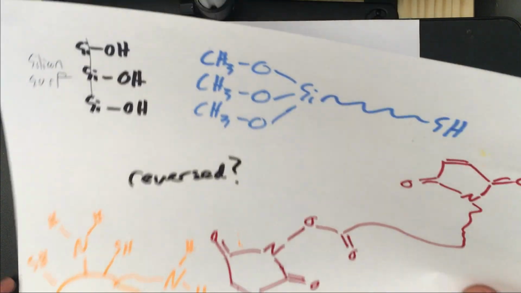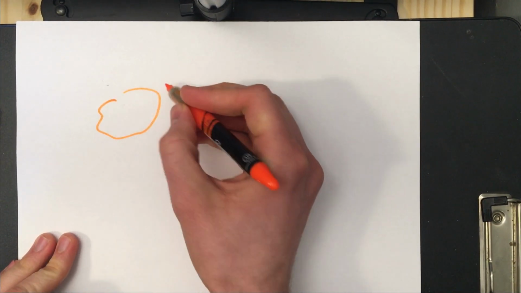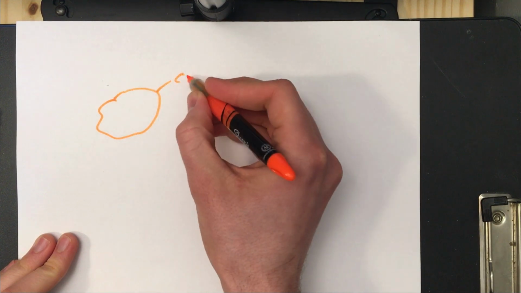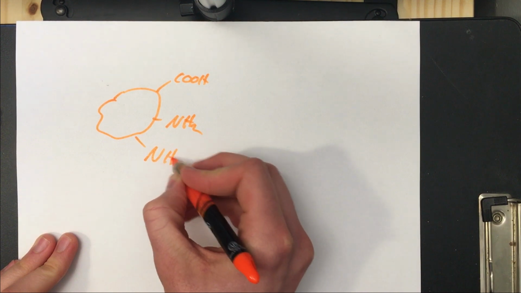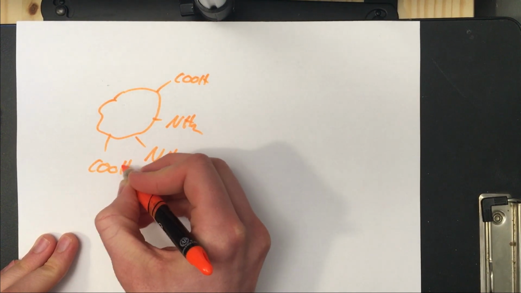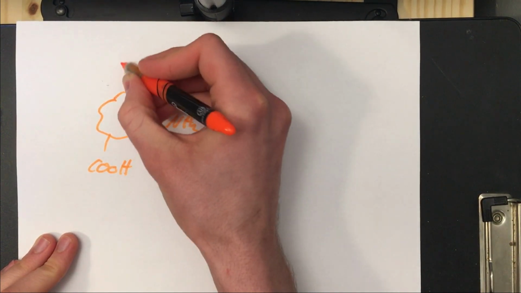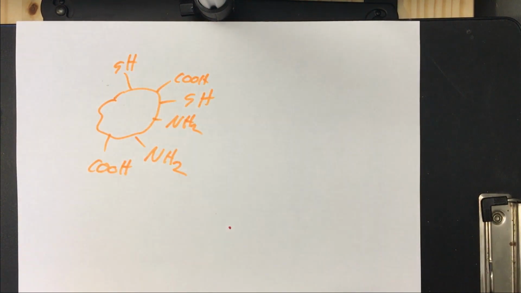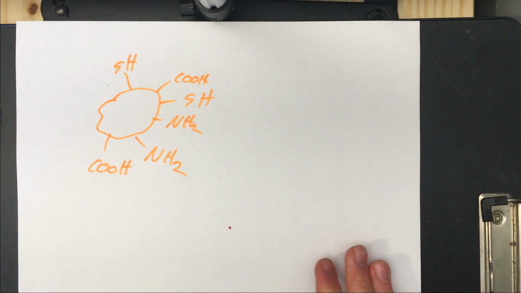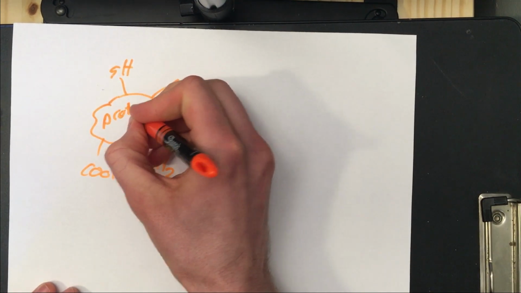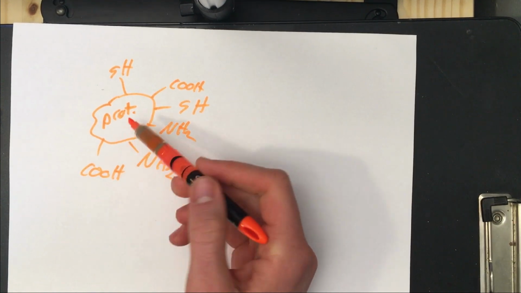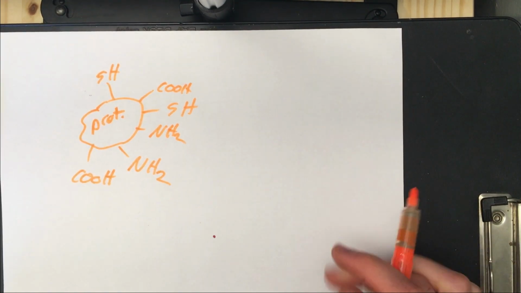Let's carry out this thought experiment, right? So here we have it. Let's say we had our protein, and this protein has COOH, NH2, NH2, COOH, SH, SH, right? Let's just say it has a bunch of these groups, as do most proteins. So we have this protein kind of floating around, and this is the protein that we wanted to attach to the surface.